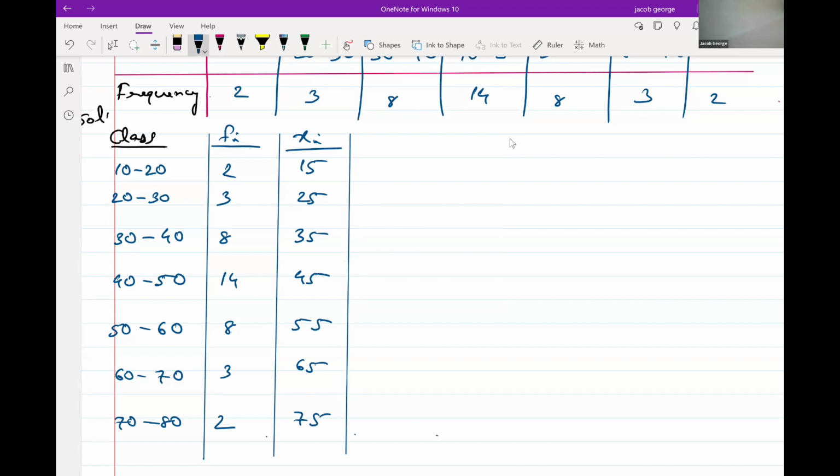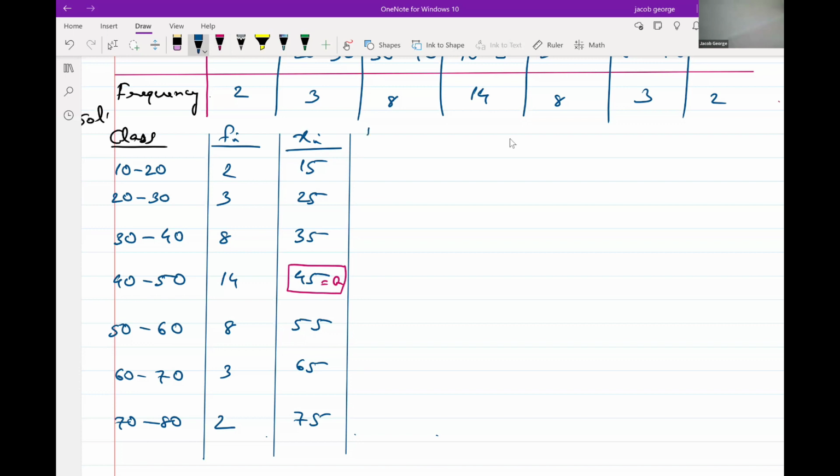Then, after writing Xi, you will select an A. A is, look at here, how many values are there? 1, 2, 3, 4, 5, 6, 7. So 45, the middle value. In case there are two middle values, one of them we can choose, okay? Here there is only one middle value. When the number of terms is odd, there is only one middle value. When the number of terms is even, two middle values will be there. So that time we have to choose one of them. So here, A is equal to 45. So this is our A. A is 45.